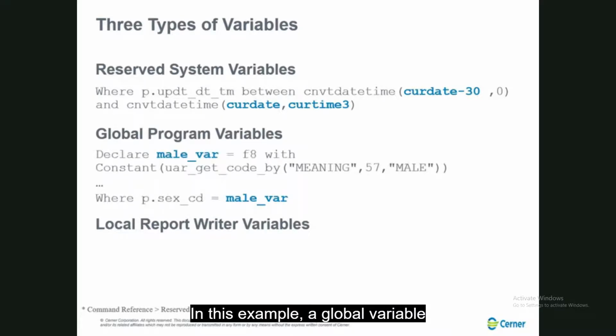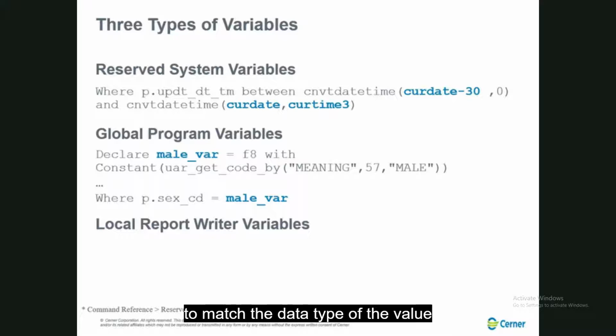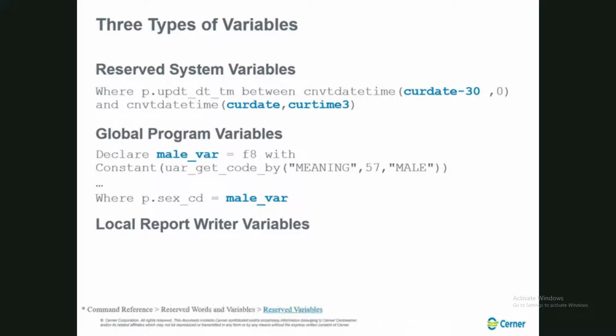In this example, a global variable was declared and called mailVar. It was defined as an F8 to match the data type of the value that is going to be placed in it. In that same declare command, it was also populated with a value using the constant declare option along with the UAR get code by routine. Constant makes sense since the value of our code values should not change while the program runs.